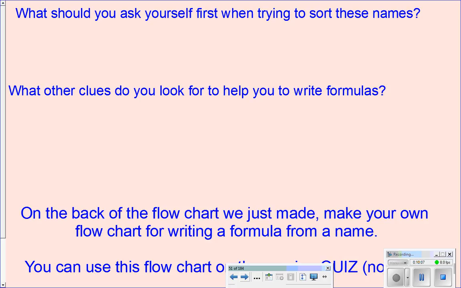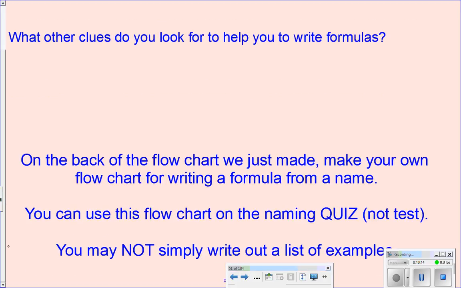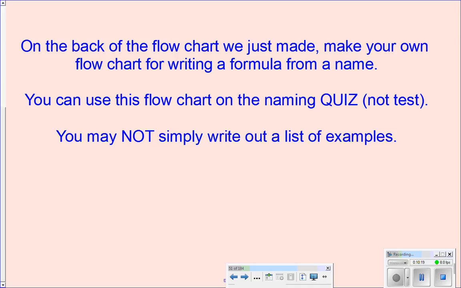So think about the things that you would ask yourself when you try to sort the names or the formulas. Did you look at endings? Did you look for prefixes? What other kinds of clues help you to know how to do your naming when your examples are all mixed? So again, you are going to make a flow chart, and you will be able to use it on the quiz, but not the test.